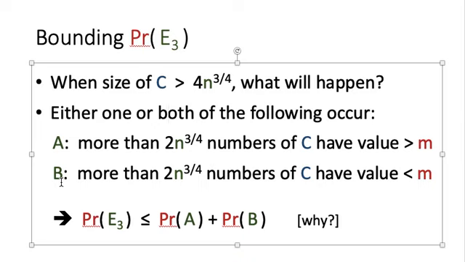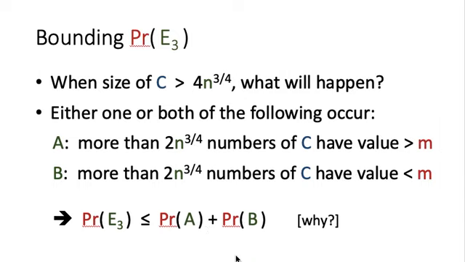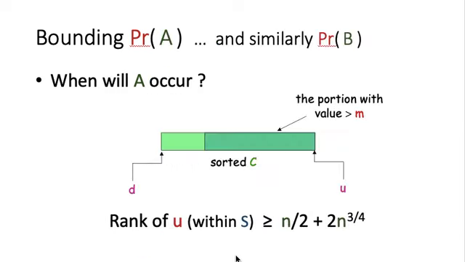Because A occurs and B occurs is a consequence of E3 occurs. But it is not always true that when A occurs and B occurs, then E3 must occur. So in that sense, the probability of E3 is less than or equal to the probability of A union B, and by the union bound, it is further smaller than or equal to the probability of A plus the probability of B.